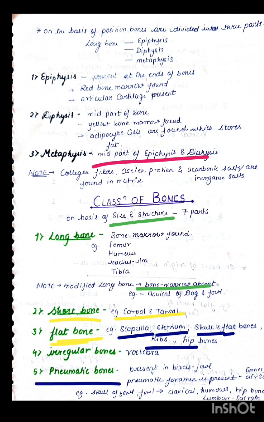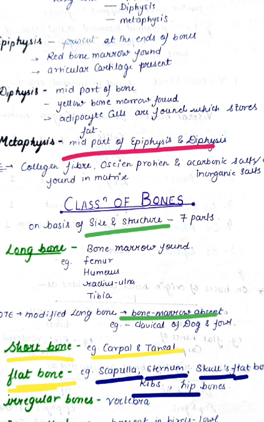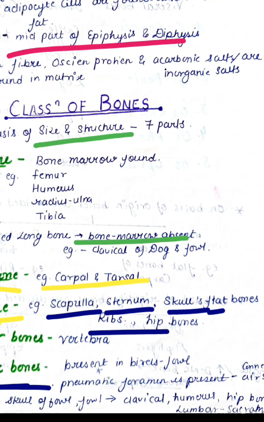The last one was pneumatic bones. Pneumatic bones are based on the concept that when birds fly, their bones have air sacs to lighten the weight of their bones. They have special air sacs so that birds can fly easily, because if their weight were heavier, it would be very difficult to fly. So these are pneumatic bones, present in birds.